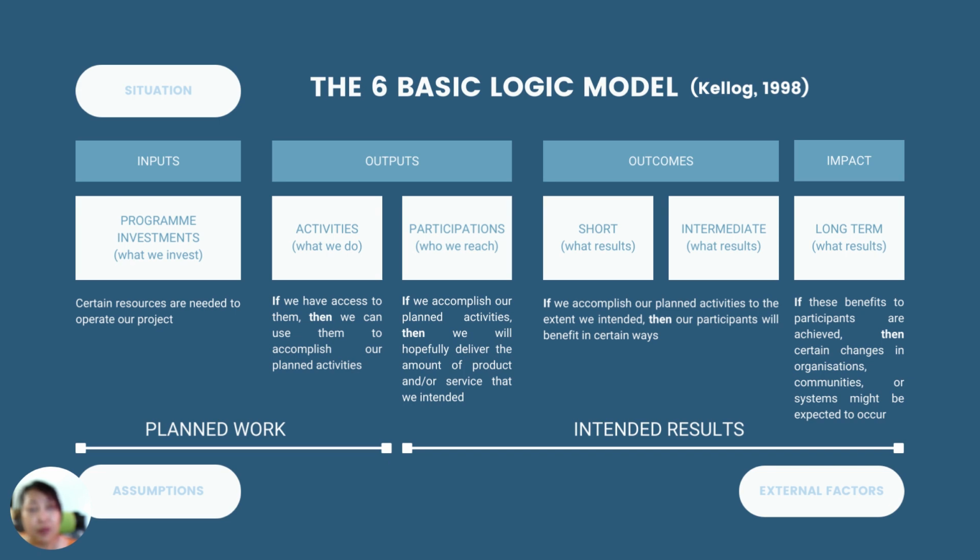So planned work describes what resources we think we need to implement our program and what we intend to do. Intended results include all of the program's desired results, outputs, outcomes, and impact.